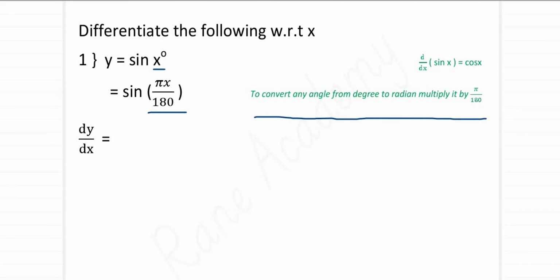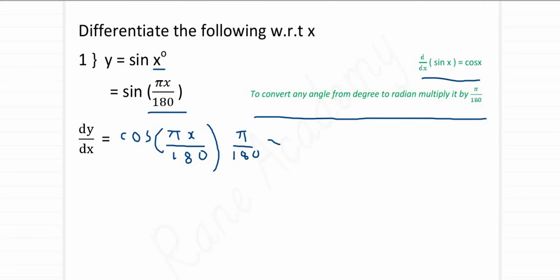Now derivative of sin x is cos x. So derivative of sin of pi x by 180 should be cos of pi x by 180. Now here instead of x we have pi x by 180, so we are going to differentiate pi x by 180. Now what is the derivative of pi x by 180? In pi x by 180 you find that pi by 180 is constant, so we write it as it is, and the derivative of x is 1. So the answer is pi by 180 cos of pi x by 180.